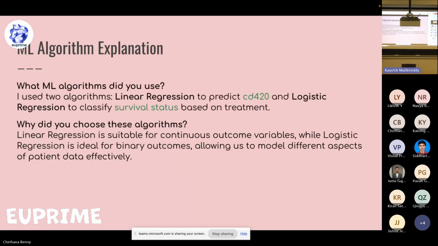So I tried to use two ML algorithms: linear regression to predict the continuous variable CD420, and logistic regression to predict the survival chances, which should be categorical.